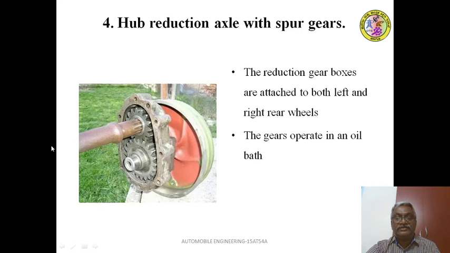Therefore, one reduction takes place at the final drive of the differential and another reduction takes place at the hub of the wheel. So here also double reduction is taking place. These spur gears are enclosed in a housing and they are operating in an oil bath. This arrangement has its own advantages.